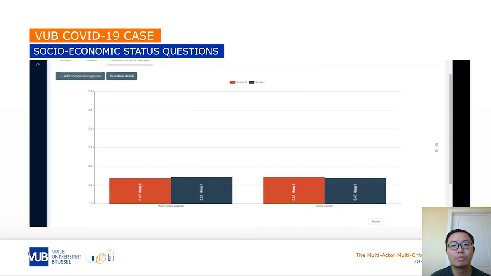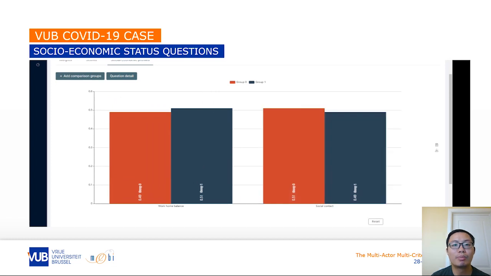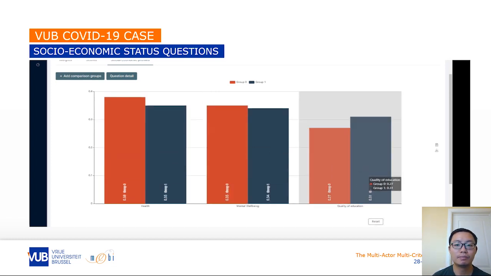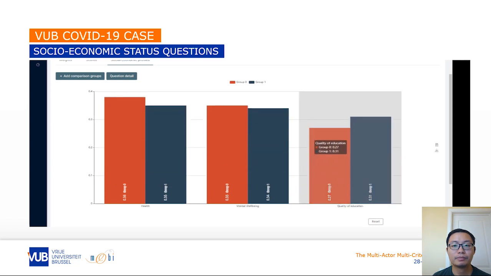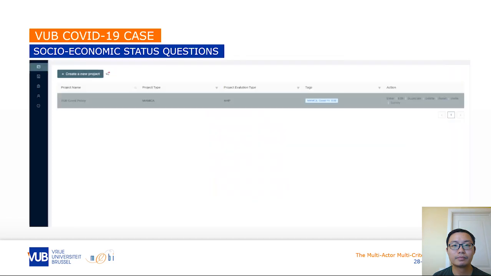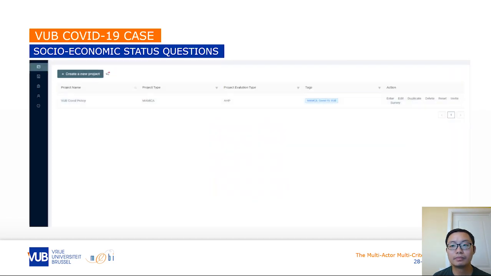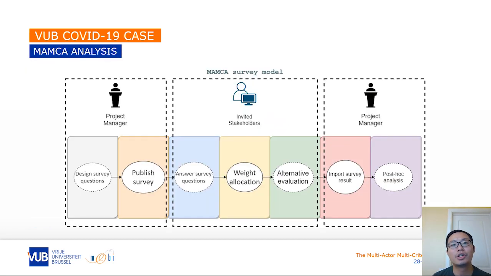For some criteria, there is only 1% of difference. So after checking the quality of the survey result, we can import the weight allocation of the stakeholder groups into the MAMCA project.